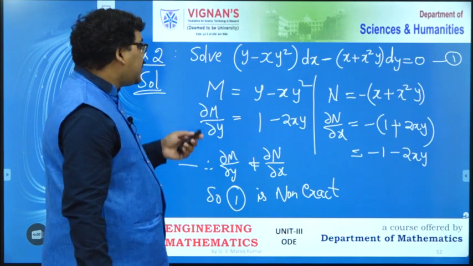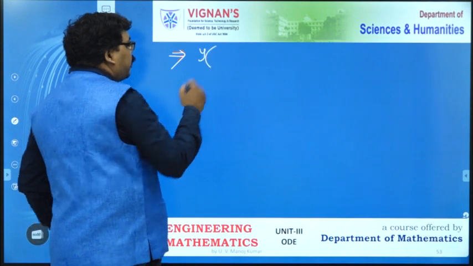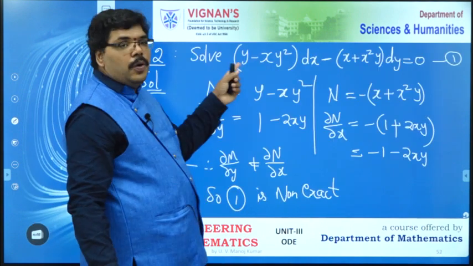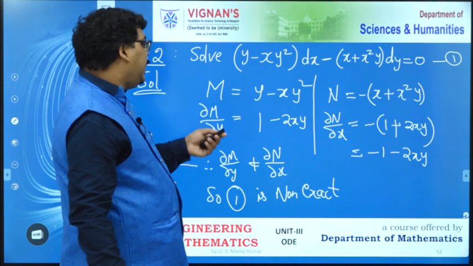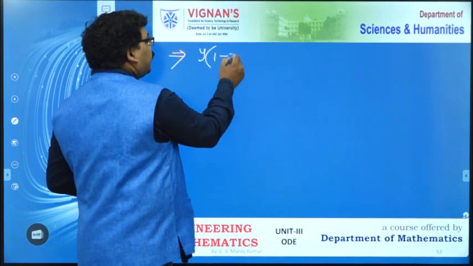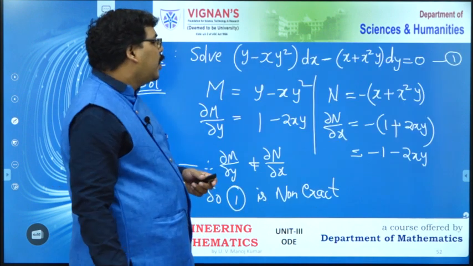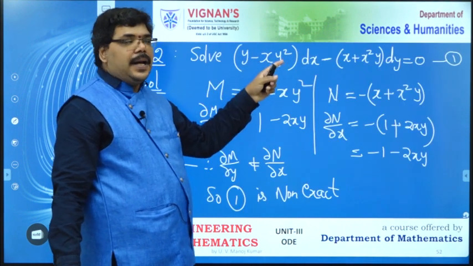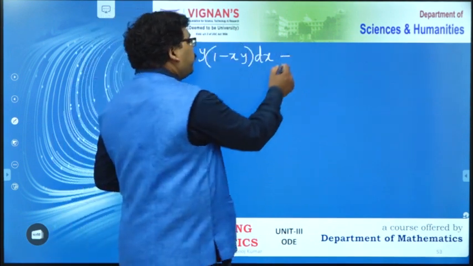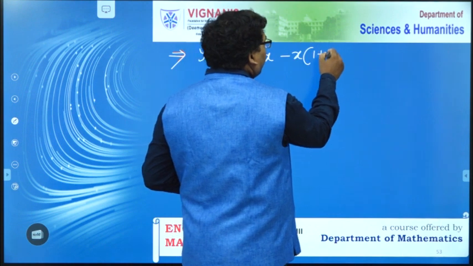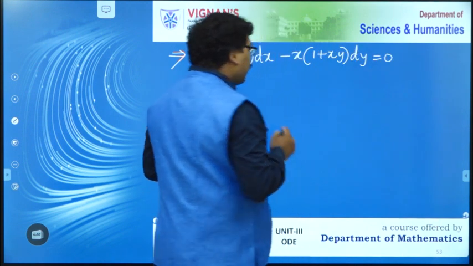We can write this differential equation as: if we take y common, we get y into (1 minus xy) dx, minus x, if you take x common, minus x into (1 plus xy) dy equals 0.